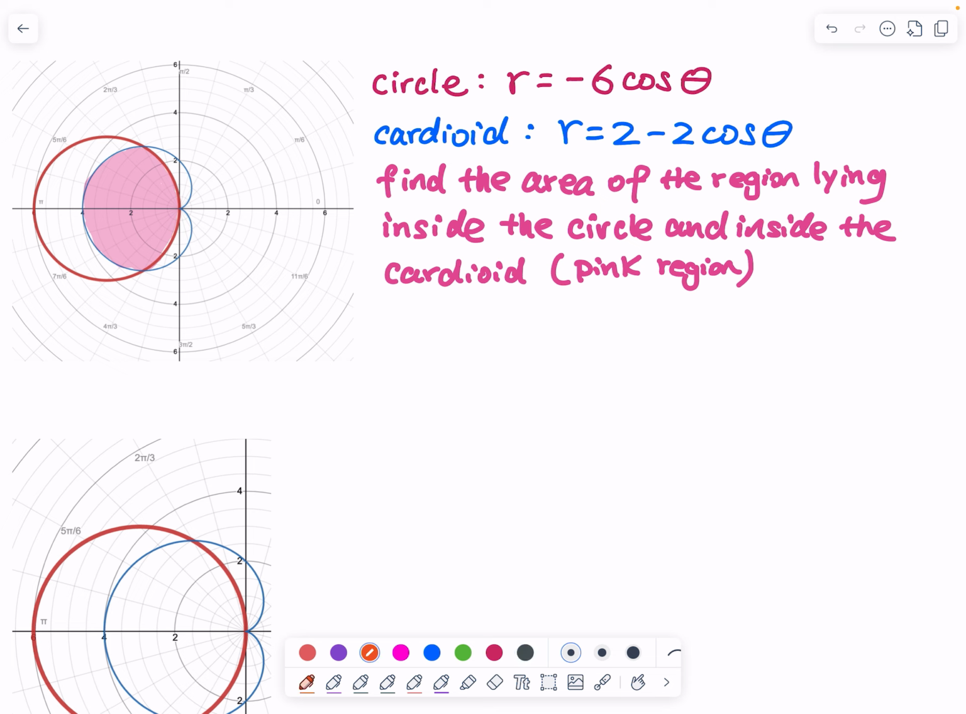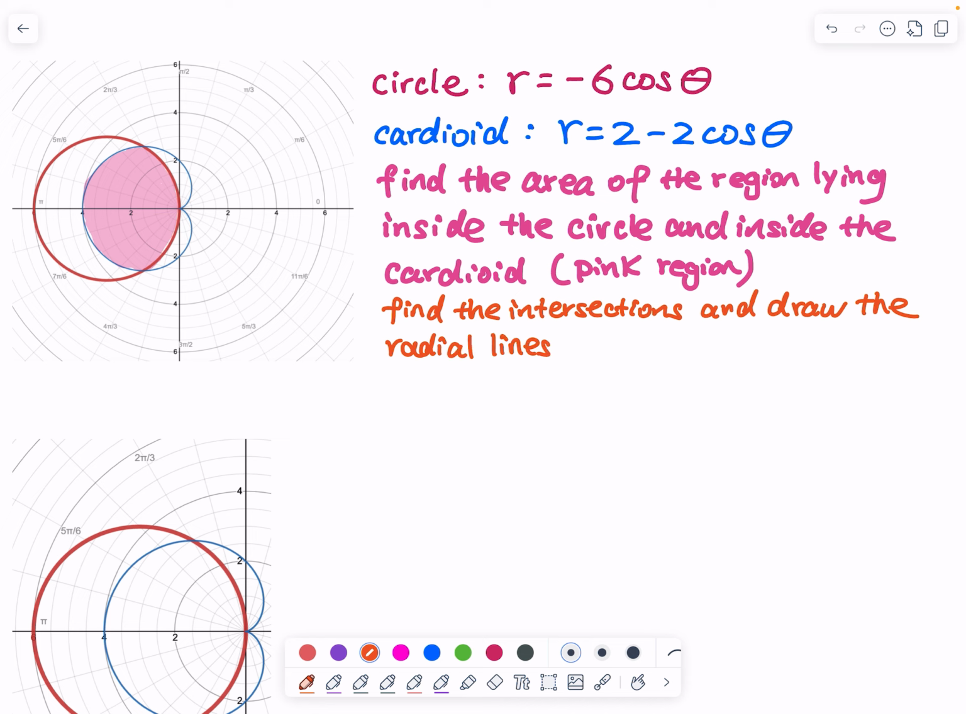Okay, let me just state what we are trying to do. Find the intersections and draw the radial lines. Okay, intersection of what? So back into studying area between two curves. So let's say you have a parabola, you have a straight line. Find the intersection means you set the two functions equal to solve for x. This one, I will set the two polar equations equal to solve for theta.